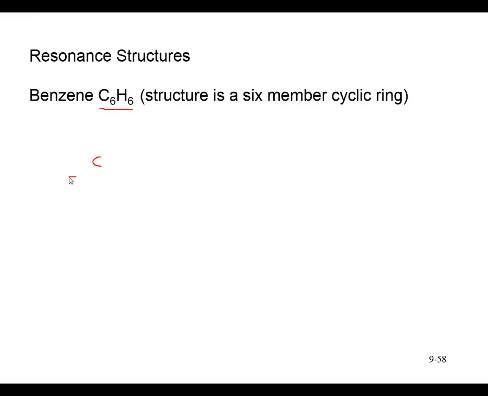So I have 1, 2, 3, 4, 5, 6, and kind of a hexagon shape here. 1, 2, 3, 4, 5, 6 single bonds, and then there are 6 hydrogens bonded to each of the carbons. Now we see the carbons have an incomplete octet, so I'm going to have some double bonds. So I have a double bond here, here, and here to complete the octet for each of the carbons.